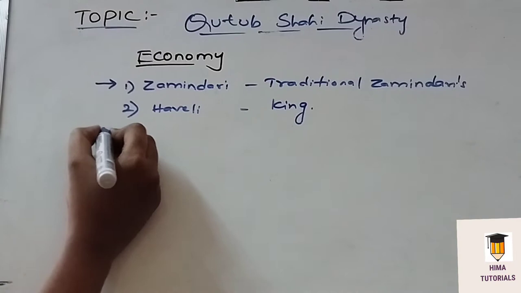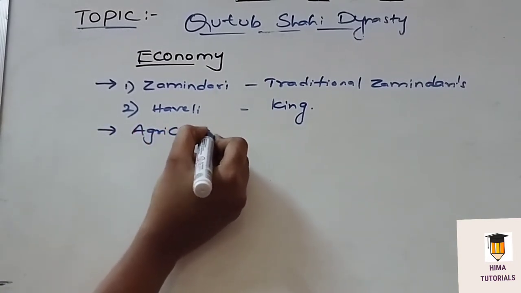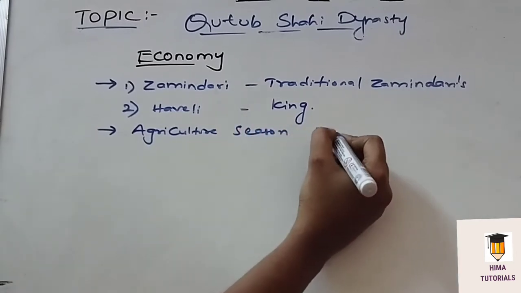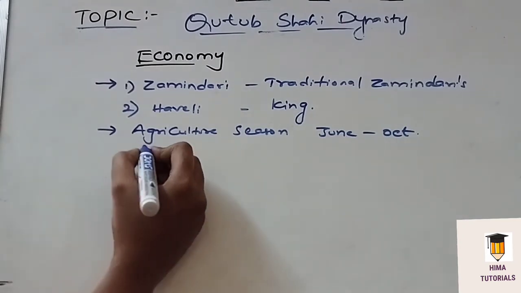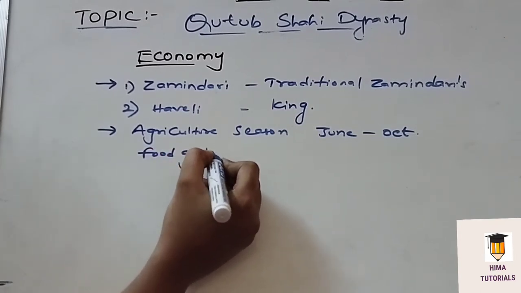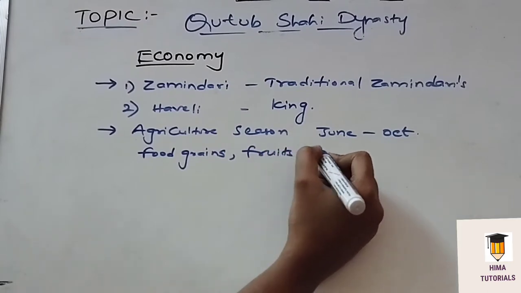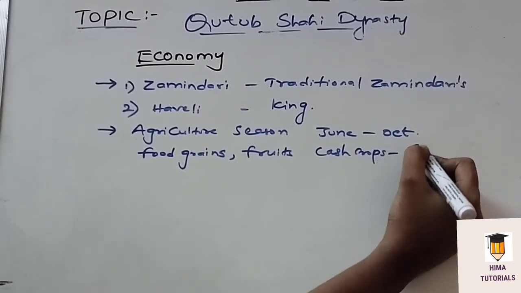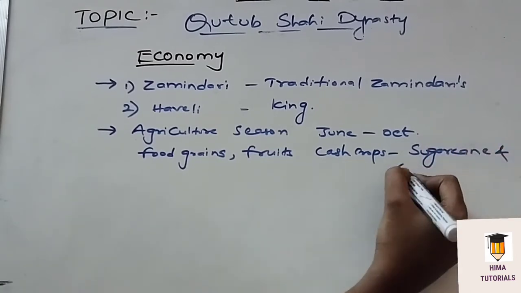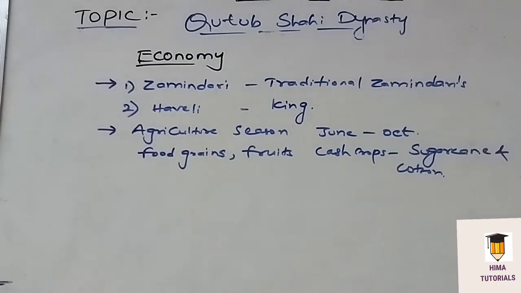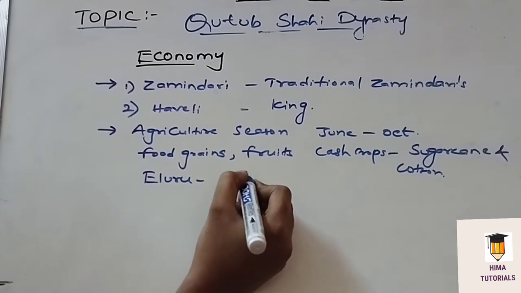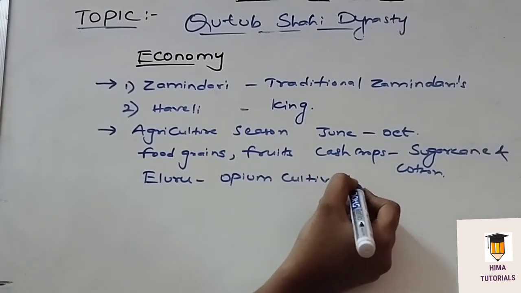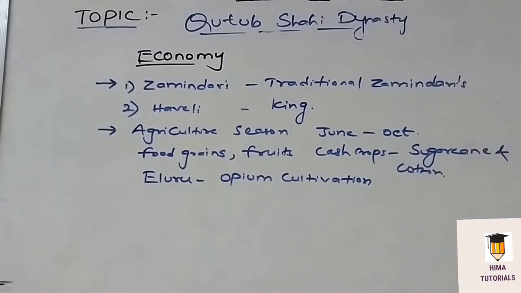Coming to the next point, the agricultural season starts from June to October. The main crops are food grains and fruits, while the cash crops are sugarcane and cotton. And mainly in the region of Eluru, we can see opium cultivation.